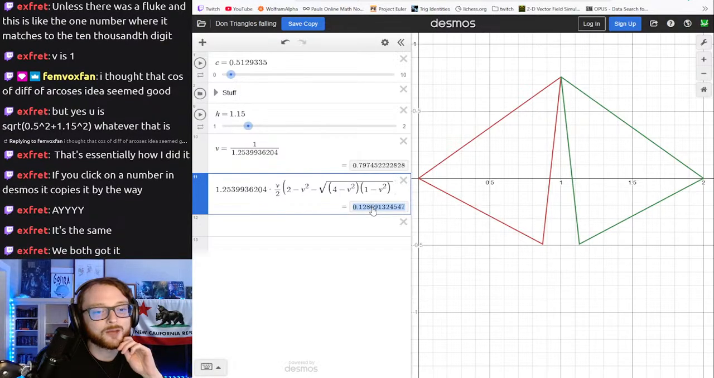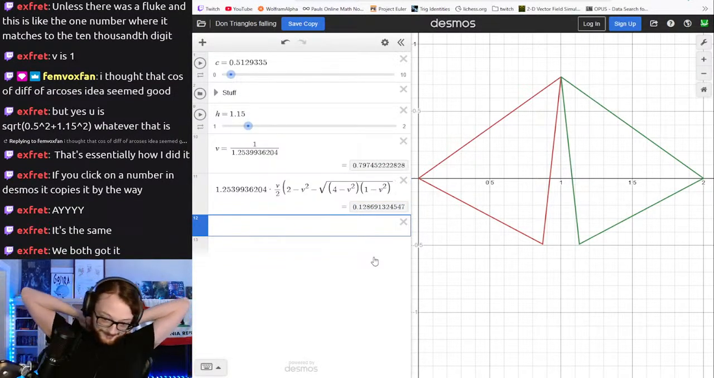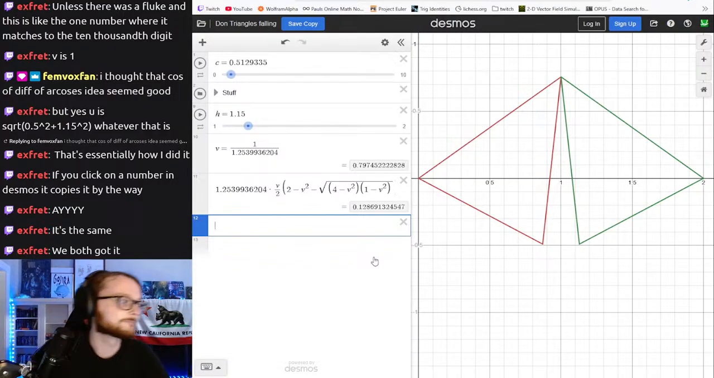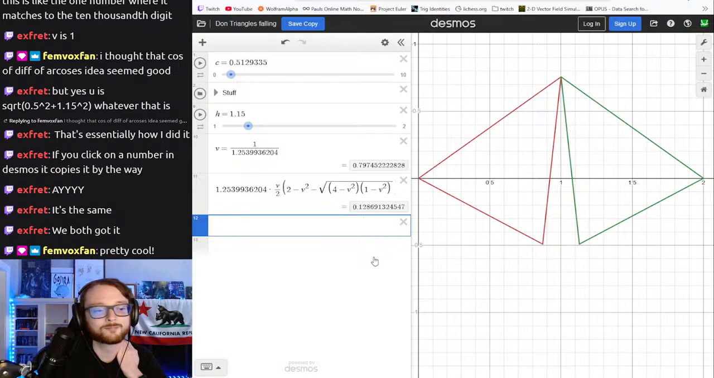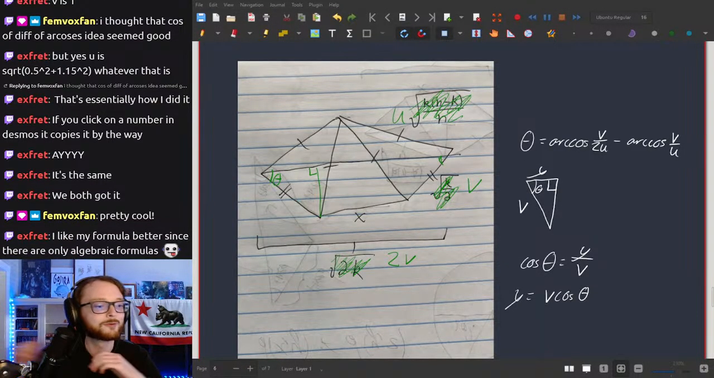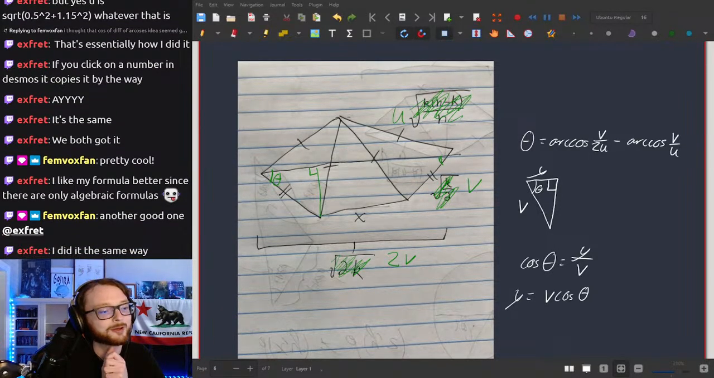Oh, you can click on that to copy it? Oh, okay. Nice. What a problem. Wow. That's pretty awesome. So I don't know how you figured it out, but like how Fembox at least was able to figure out from the angle that it gets rotated through. You did it the same way? Okay, okay. They confirm the better since they're only algebraic formulas.